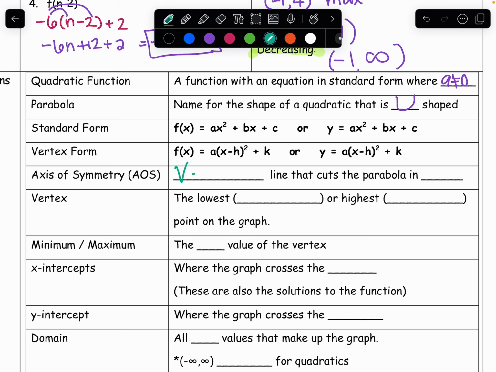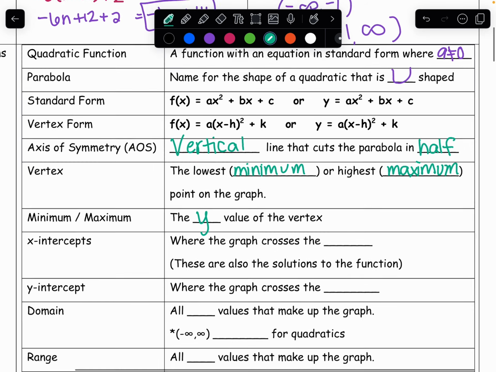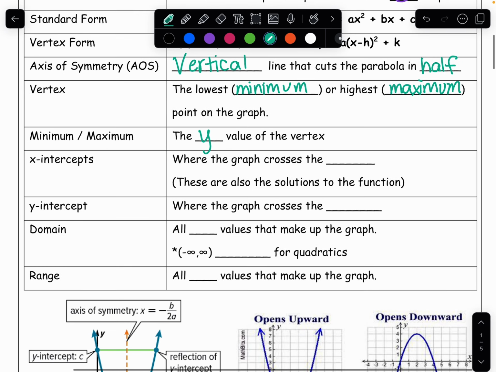It is a vertical line that cuts the parabola in half. Our vertex, this is the lowest, a minimum, or the highest, maximum point on the graph. Now, we do identify the minimum or maximum with the y value of the vertex. That's just more logistics. I'm just going to ask you, is the vertex a minimum or a maximum?